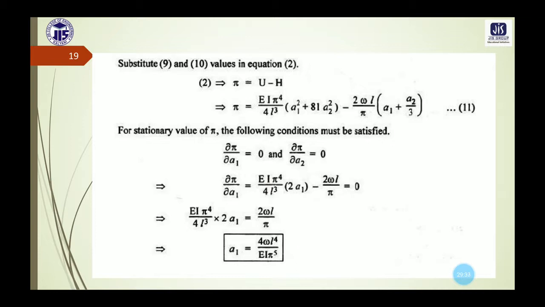Now if we do this del pi by del a1, then we get this part, that is EI pi to the power 4 by 4L3 into 2a1 minus 2 omega L by pi, equals 0, because the part with respect to a2 will be 0 here. This is constant with respect to a1. So from this step we get the value of the first Rayleigh Ritz parameter a1, which equals 4 omega L to the power 4 by EI pi to the power 5.